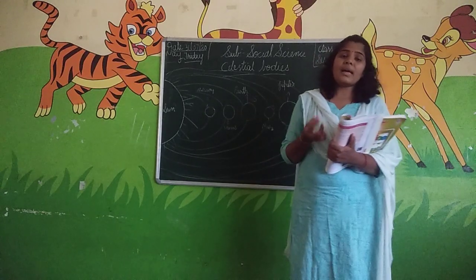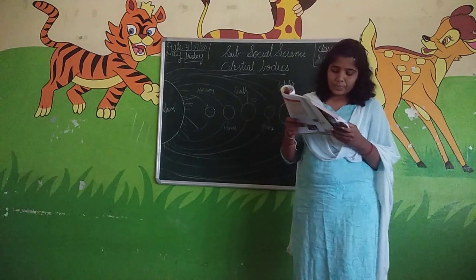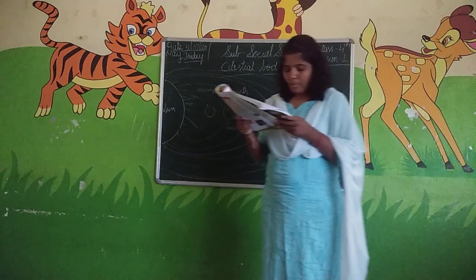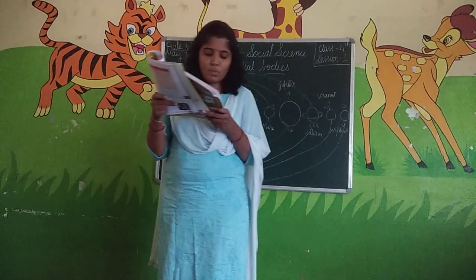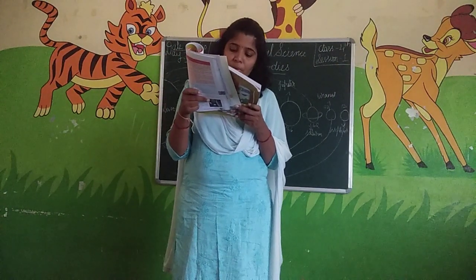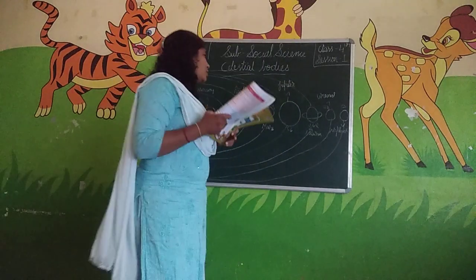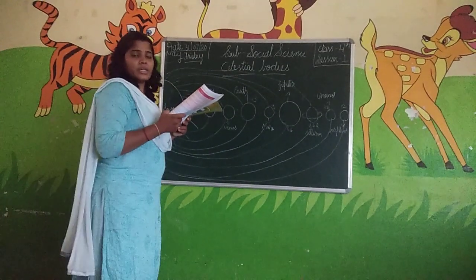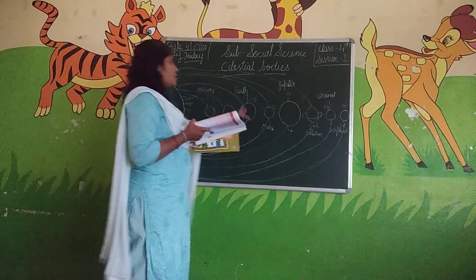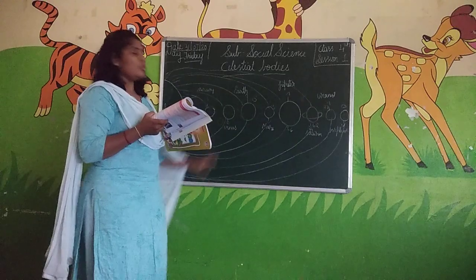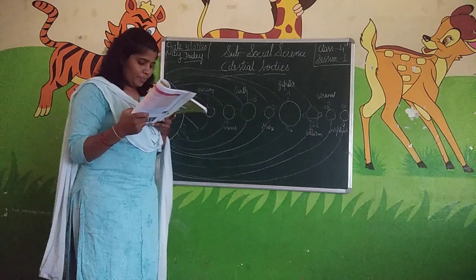Meteors are burning themselves as they move and streak across the sky. Meteors are also called shooting stars. Most of the meteors burn up completely before they reach the surface of the earth. Before reaching the earth, they completely burn off.